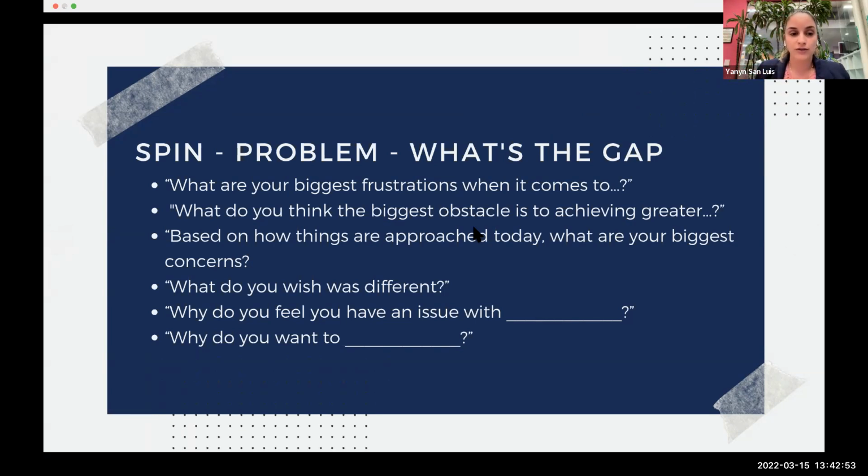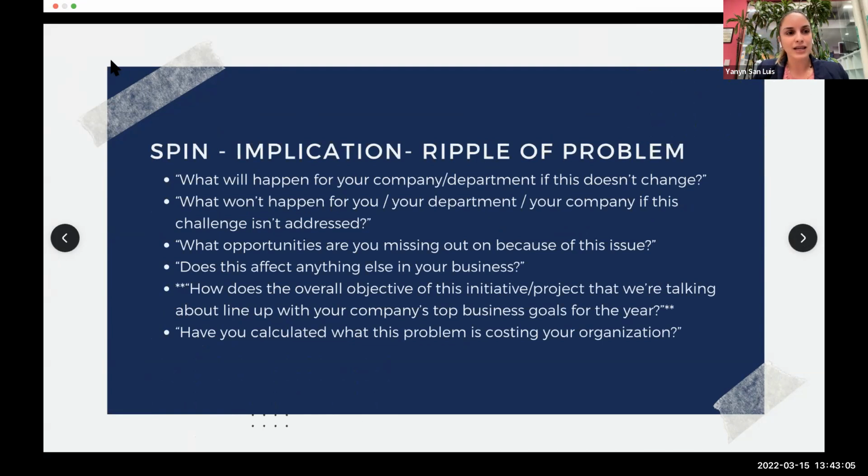What do you wish were different? Why do you feel you have an issue with blank? Why do you want to do blank, right? So these are other questions for you to consider in the way that we're talking about the SPIN methodology in the problem section. Lastly, the last two, implication.